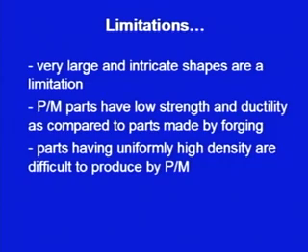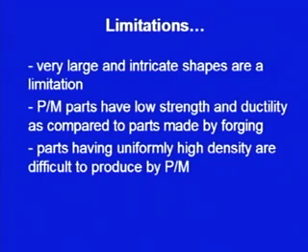Parts having uniform density are difficult to produce by powder metallurgy. Parts having uniformly high density are difficult to produce by powder metallurgy. If we want the density gradient to be minimum and the product to have uniform density throughout its bulk, then it is difficult to form using powder metallurgy. There is sometimes a density gradient in the powder metallurgy parts. So, to have uniform density it is difficult to form using the process of powder metallurgy.